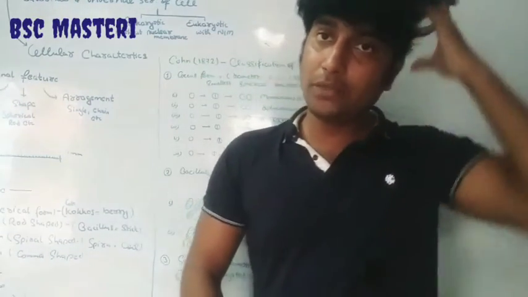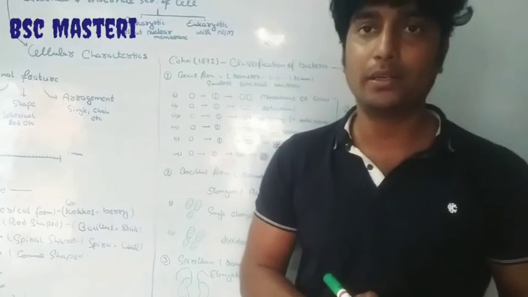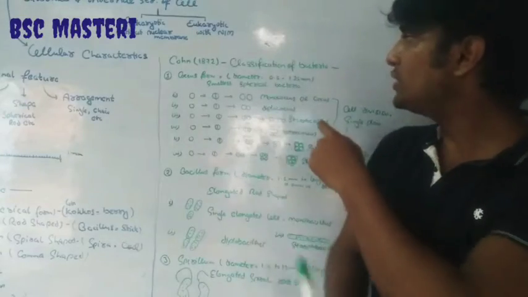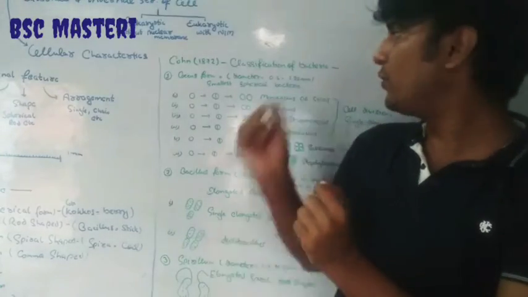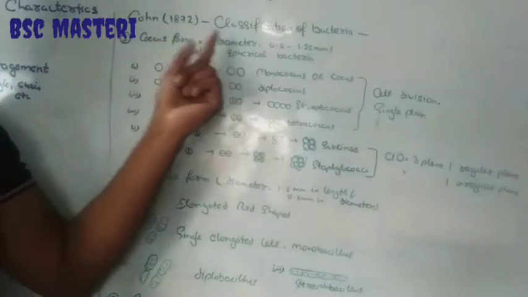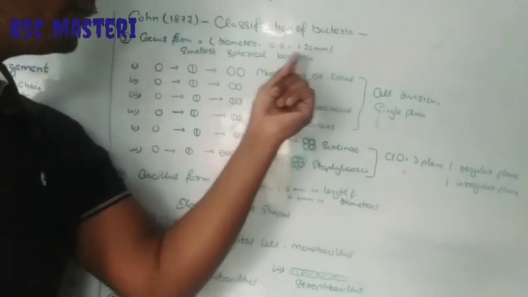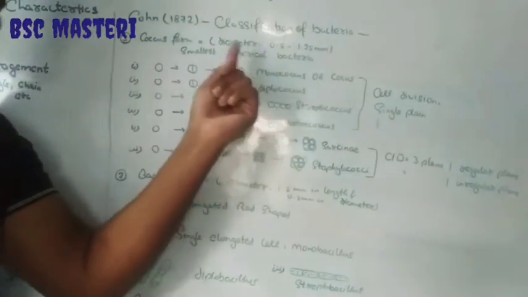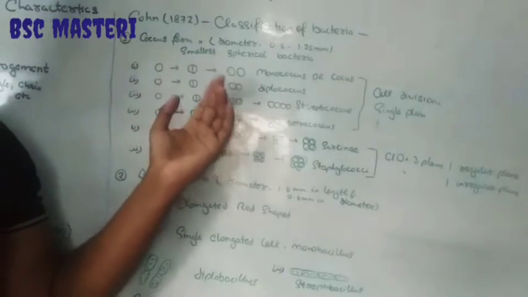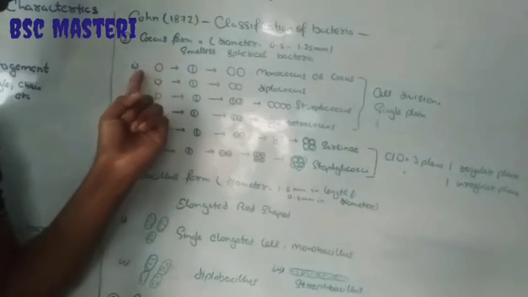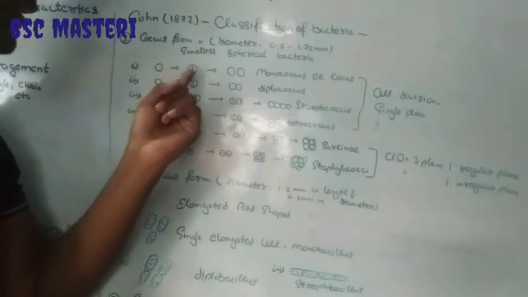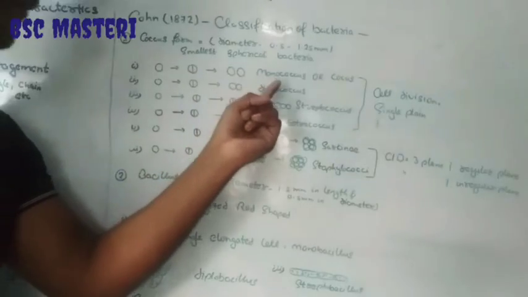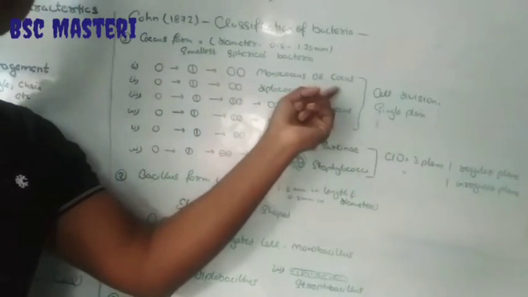Further, we are going to discuss the different types of bacteria given by Cohn. In 1872, Cohn classified bacteria into different forms. First is the coccus form. In this coccus form, the diameter measures 0.5 to 1.25 micrometer, and it is a small spherical bacteria. Second, there are different types of bacteria seen in the coccus. First is bacteria that divide in a single plane and remain as independent cells, known as monococcus or coccus form.